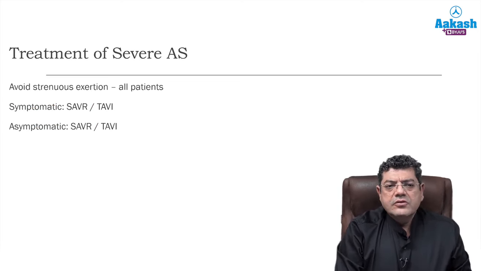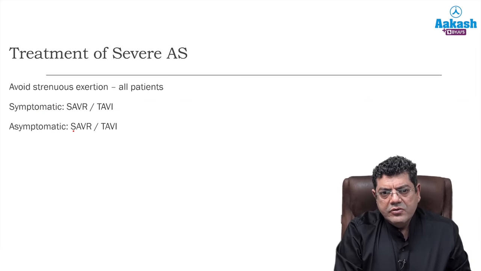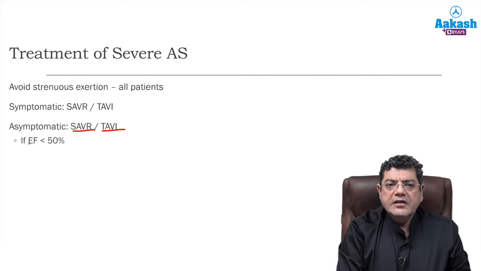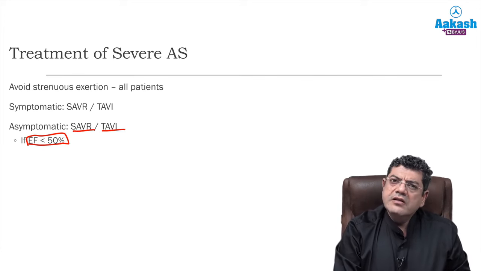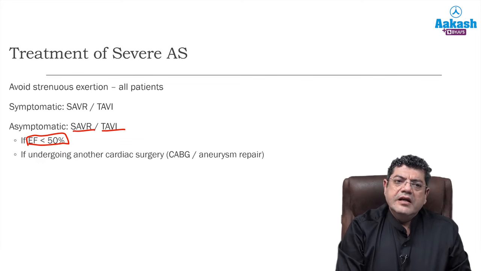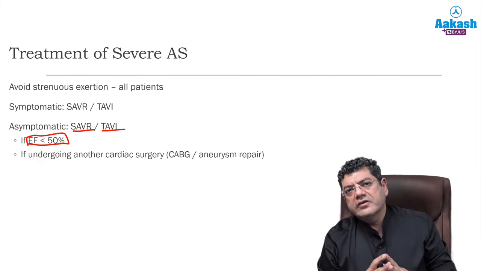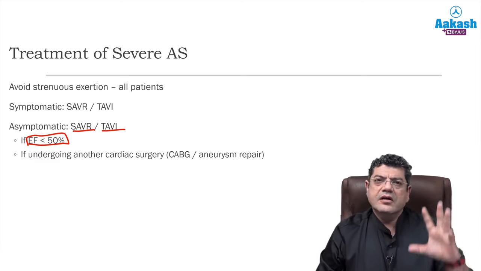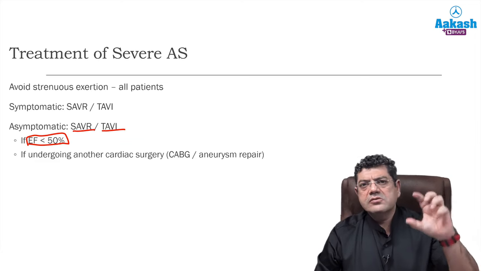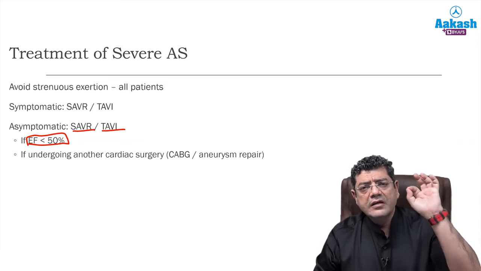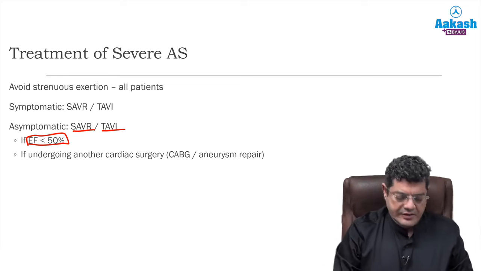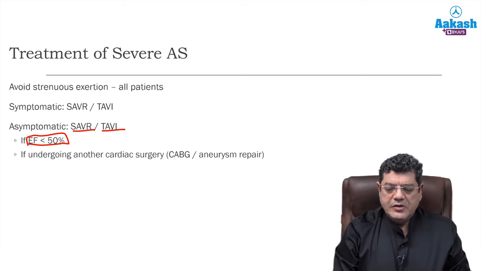When they are asymptomatic, when do you need to go in for a valve replacement? If the ejection fraction is low. If the LV starts to fail, even in the asymptomatic patient, that's when you need to put in a new valve. Also, if they are undergoing another cardiac surgery, for example an asymptomatic patient undergoing CABG who also has severe AS, you will do a valve replacement. The same applies for an aortic aneurysm repair.